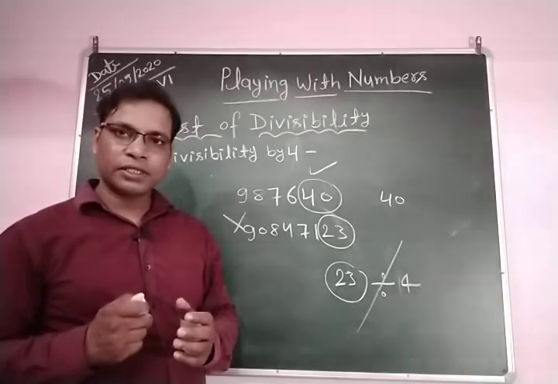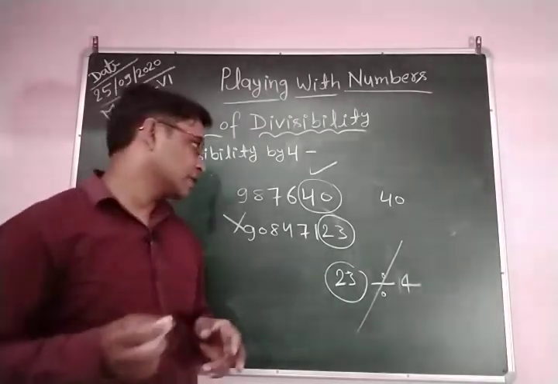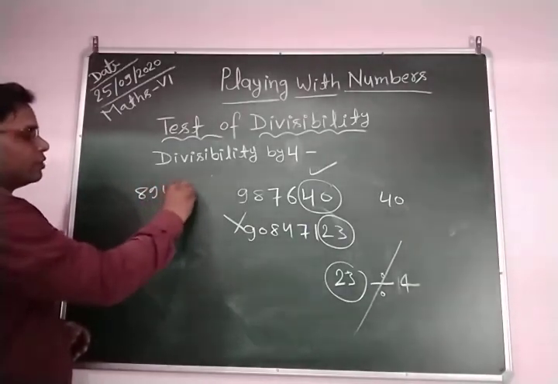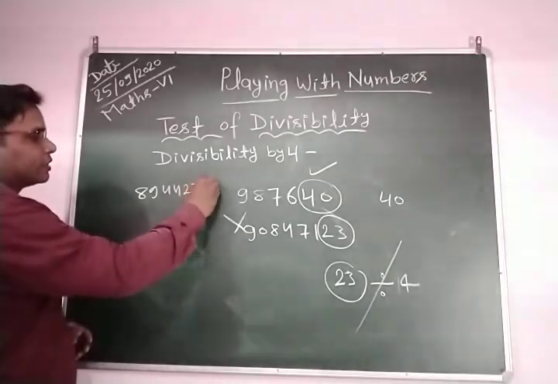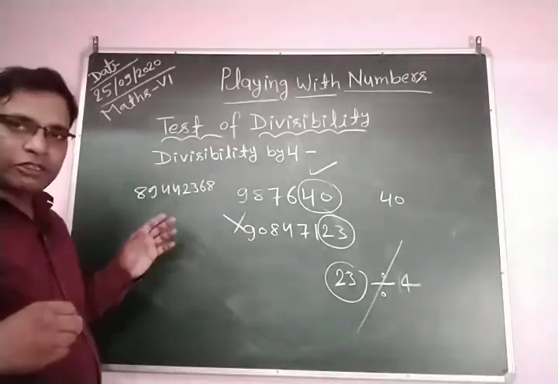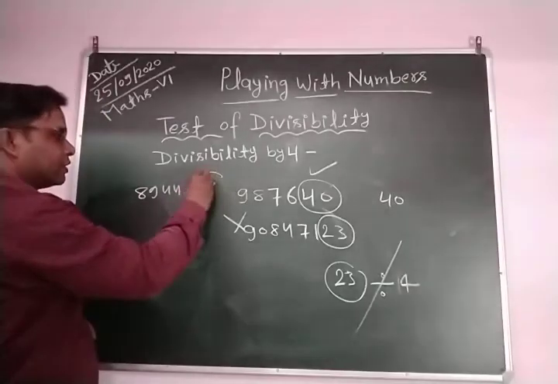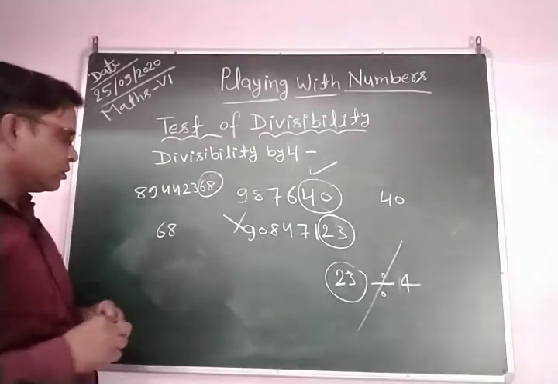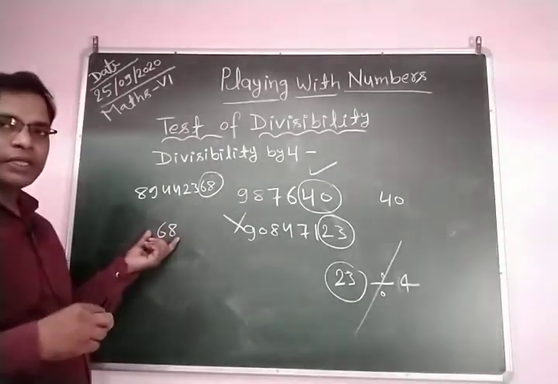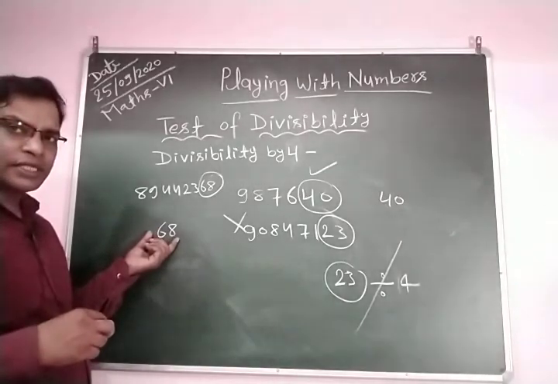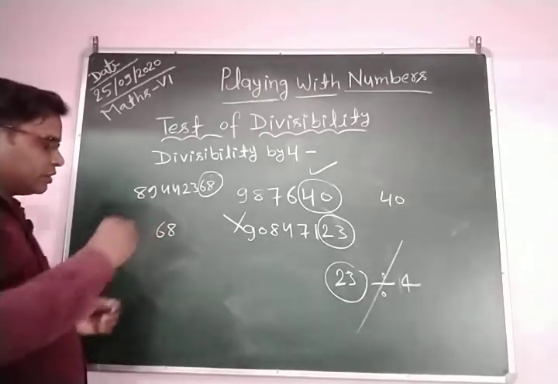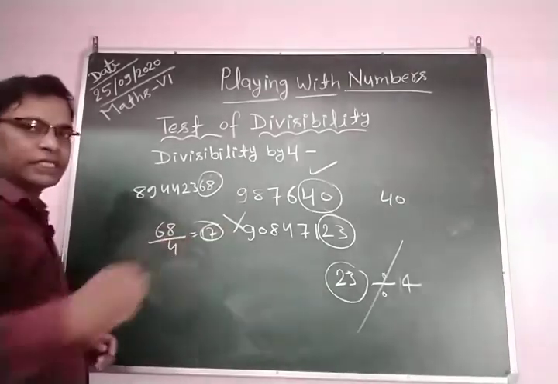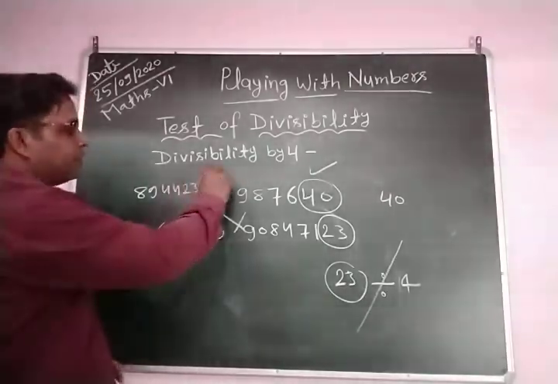If we take another example and take the last two digits, take another example like this: 8, 9, 4, 4, 2, 3, 6, 8. Is this number divisible by 4 or not? We take the last two digits here, 68. Is 68 divisible by 4 or not? 68 is divisible by 4. How many times? 17 times, 17 fours are 68. So this number is divisible by 4.